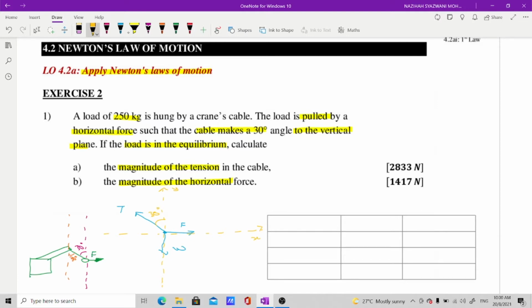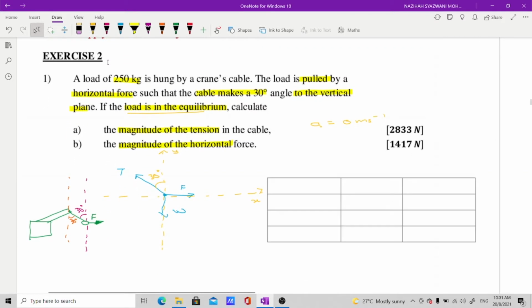It is also mentioned that the load is in equilibrium, meaning to say the acceleration is 0 m/s². Let's calculate the magnitude of the tension in the cable and the magnitude of the horizontal force. For this one, we are going to treat the forces in x component and y component separately. Therefore, we have to resolve the three vectors.